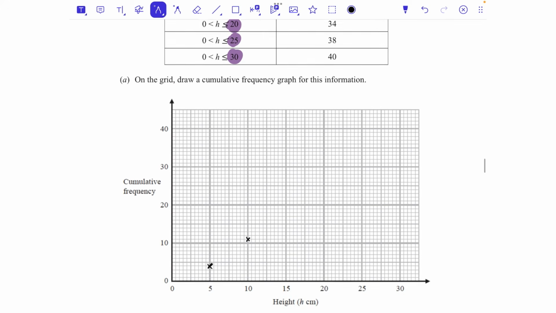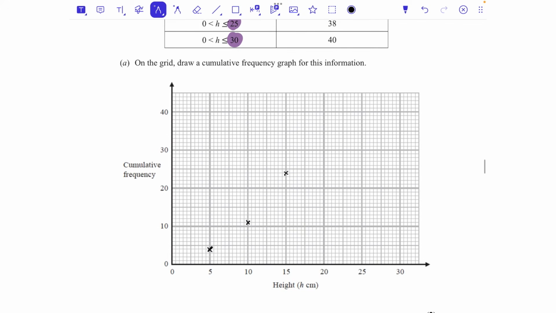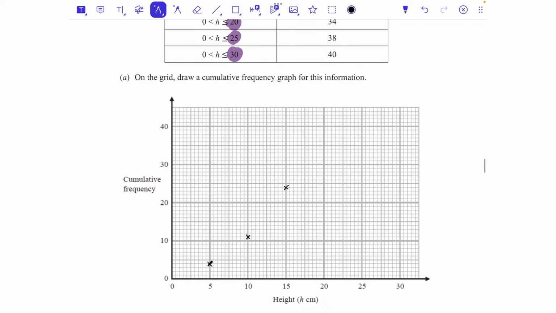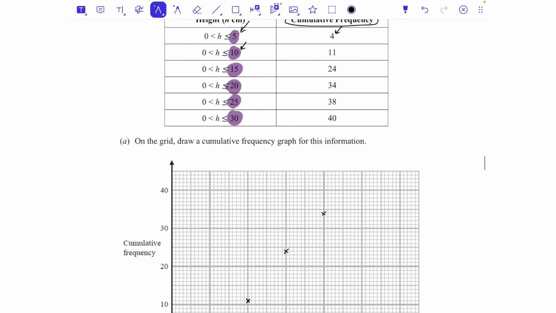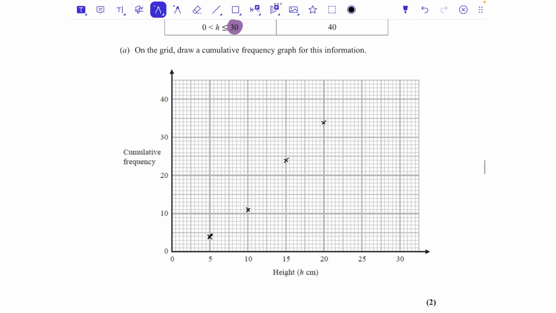Across to 15 and up to 24. Across to 20 and up to 34. Across to 25 and up to 38, and across to 30 and up to 40. There we go. So we're going to get this nice smooth S-curve, and you can join it to the origin or not. It doesn't make any difference with regards to the mark scheme.